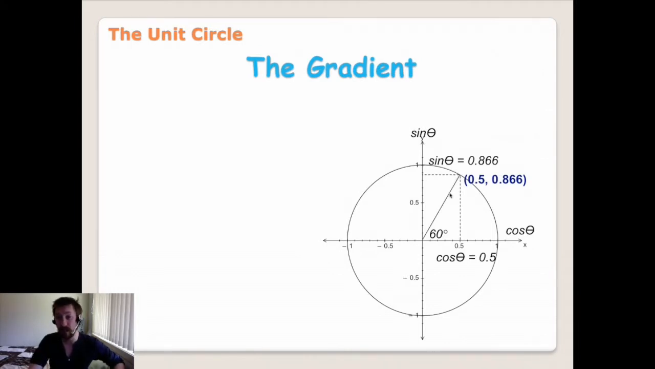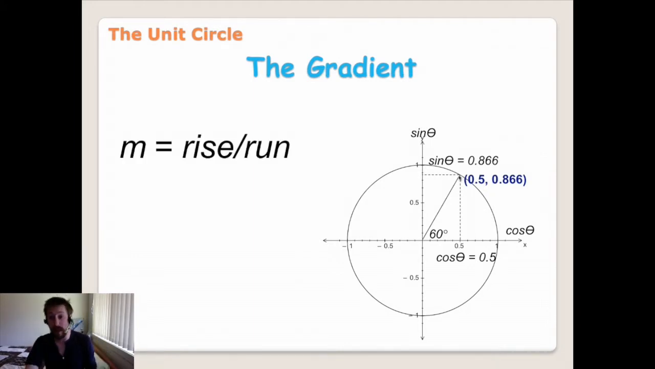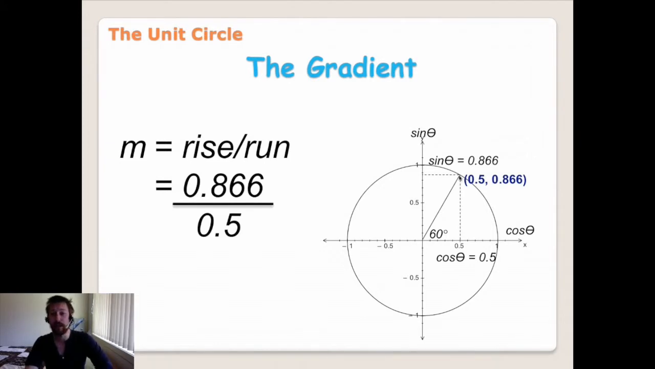Now if we have a look at this line, well, it's kind of like a linear graph, isn't it? Because it's just a straight line. Now of course, if I want to find out anything about the linear graph, such as the gradient, I can use rise over run. That is, I've gone up 0.866 over a run of 0.5. So therefore, my gradient will be equal to 1.73. So I can actually find out the gradient of this line.